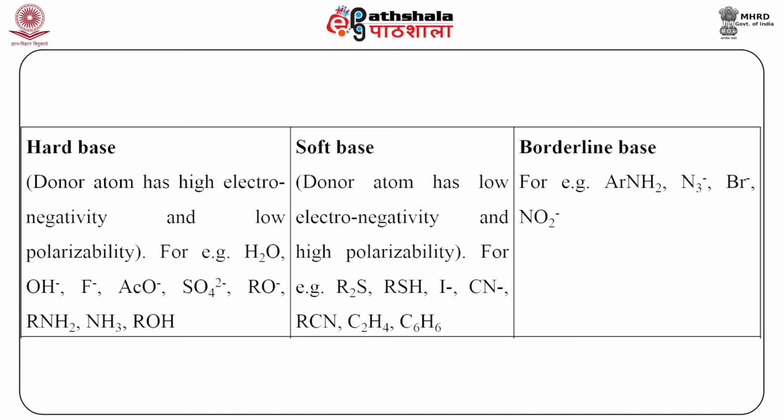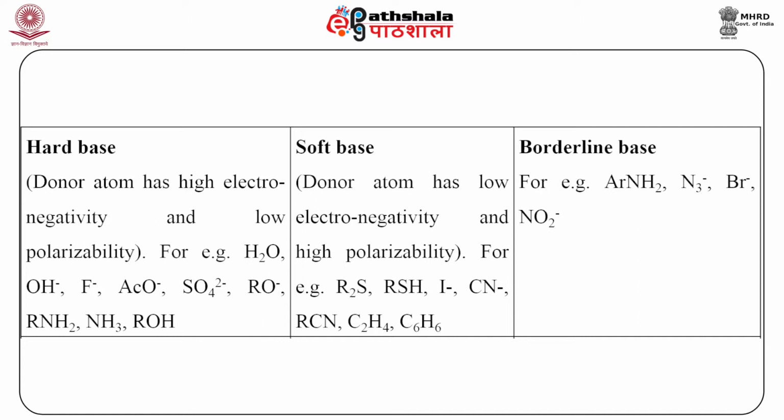Donor atoms having low electronegativity and high polarizability can be put into the class of soft bases. For example, we have R2S, that is the thioether, RSH, that is the thioalcohol, iodide ion, cyanide ion, the alkyl cyanides, we have the alkenes, and we have benzene.